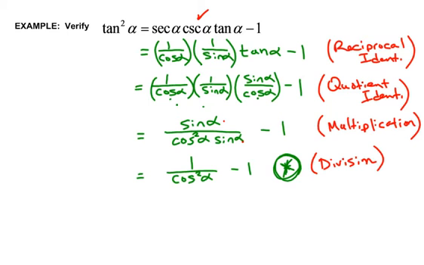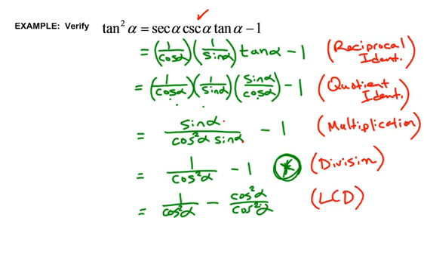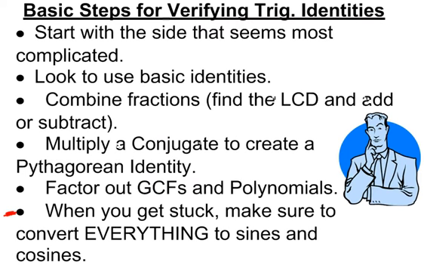If I want to add these or combine this fraction with 1, though, I have to get a common denominator. So my next step would be to change 1 so that it has a common denominator, and that would be cosine squared alpha over cosine squared alpha. And that is just finding a least common denominator. We might want to make note of that there. So now I have fractions that can be combined. If you go back to your list, that is one of the steps that we want to go through.